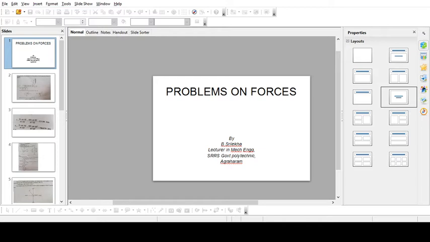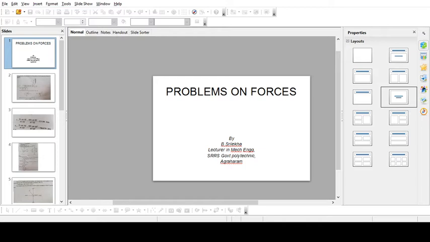Next, we also discussed Lami's theorem. If three coplanar, concurrent forces are passing through a point, then the ratio between each force and the sine of the angle opposite to it is constant. So P by sin alpha is equal to Q by sin beta equal to R by sin gamma, where P, Q, R are the forces acting through the point, alpha is the angle between Q and R, beta is the angle between R and P, and gamma is the angle between P and Q. Based on this, we have the formula.